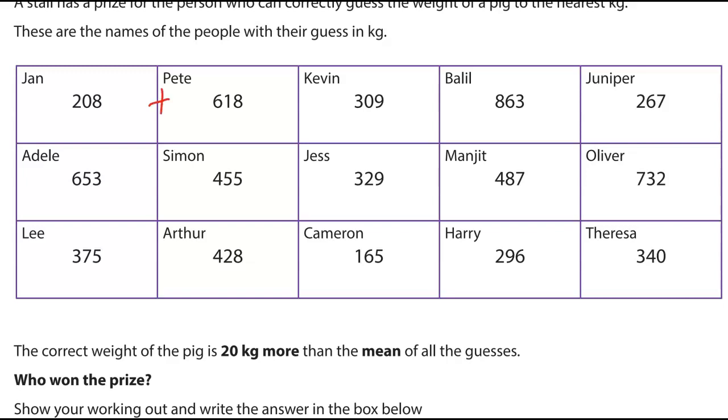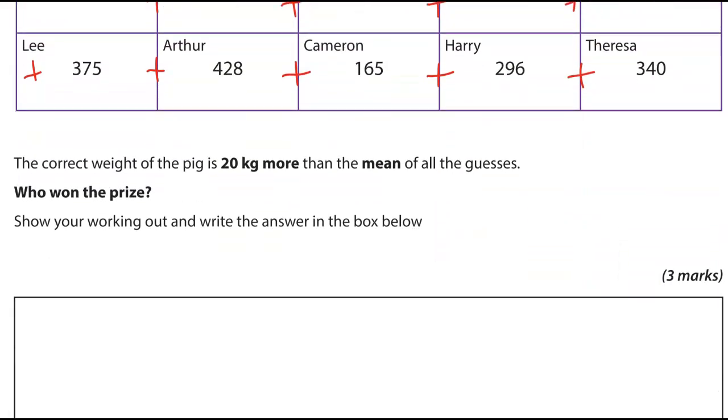So 208, add 618, add 309, add 863, add 267, add 653, add 455, add 329, add 487, add 732, add 375, add 428, add 165, add 296, add 340, that gives us in total 6,525.